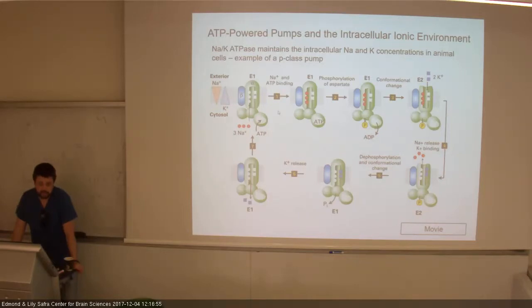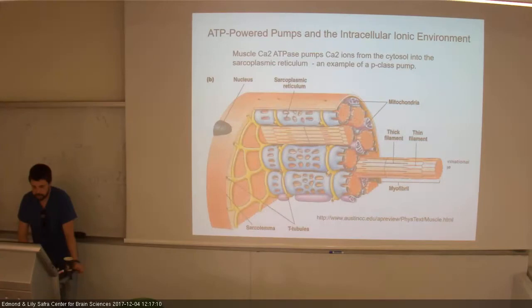It's actually not needed for neither. It's just the energy is needed for the conformational change. It just happens that the sodium is there, and then the conformational change happens, and then it's released. But the entire process is dependent on the conformational change that is guided by the ATP.